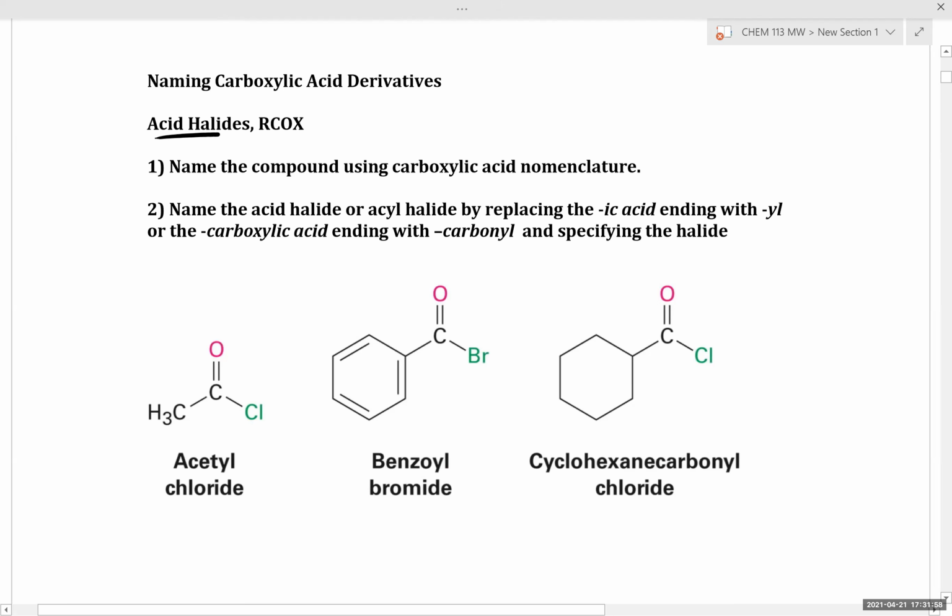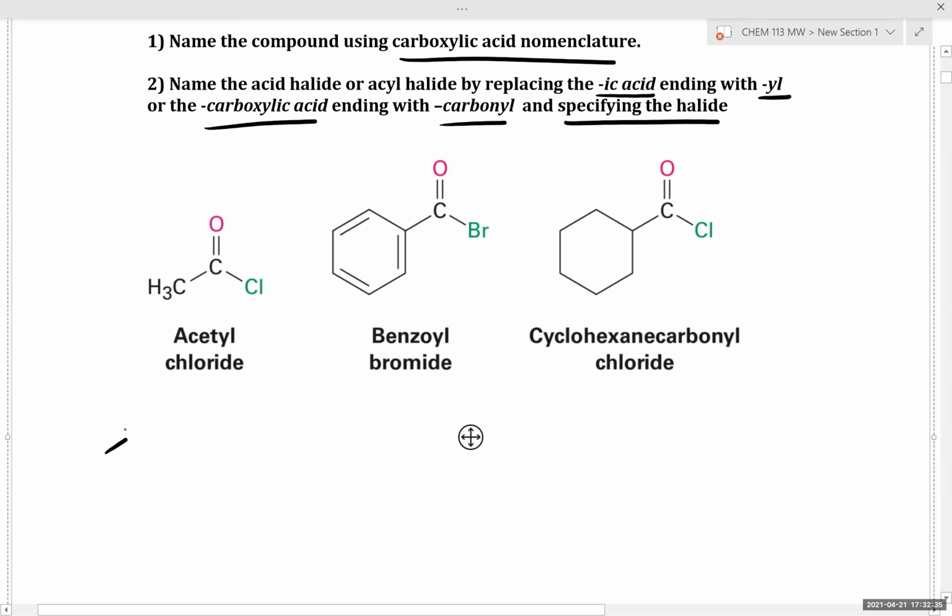So first, for most carboxylic acid derivatives, you first name the compound using carboxylic acid nomenclature rules. From here, you replace the suffix ic acid with the YL suffix, and then you specify the name of the halide. If you have a carboxylic acid that's attached to a cyclic system, you replace the carboxylic acid ending with carbonyl, followed by the name of the halide.